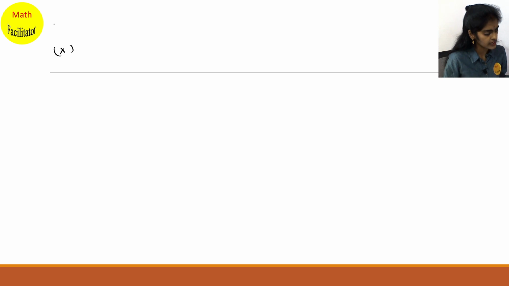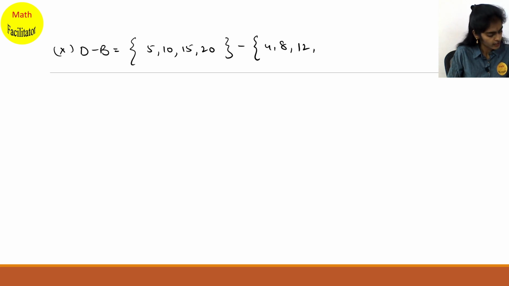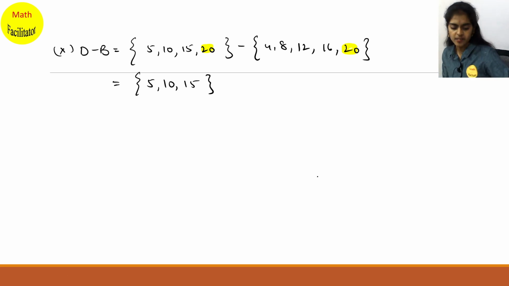Let us take the last bit of this question. You have D minus B. D has 5, 10, 15, 20, minus B, which has 4, 8, 12, 16, 20. What are the common elements? Only 20 is common. So what are the remaining elements here? The remaining elements are 5, 10, 15. So this is how you find the subtraction of sets.